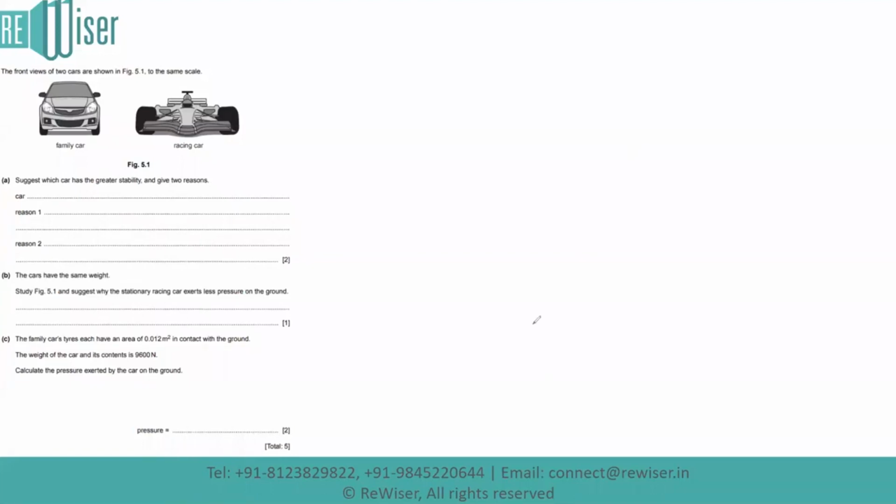Let's have a look at the very next question. The front views of two cars are shown in figure 5.1 to the same scale. Suggest which car has a greater stability and give two reasons. Now, here we notice the front view of two cars.